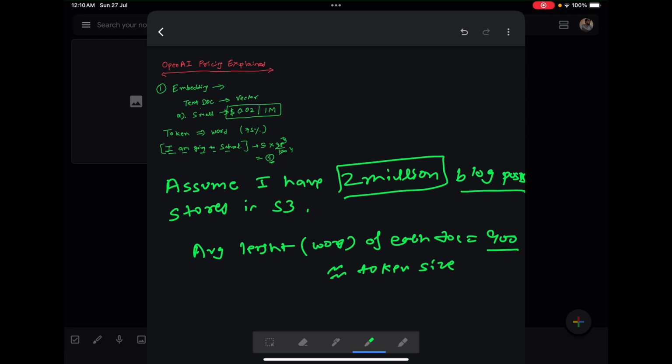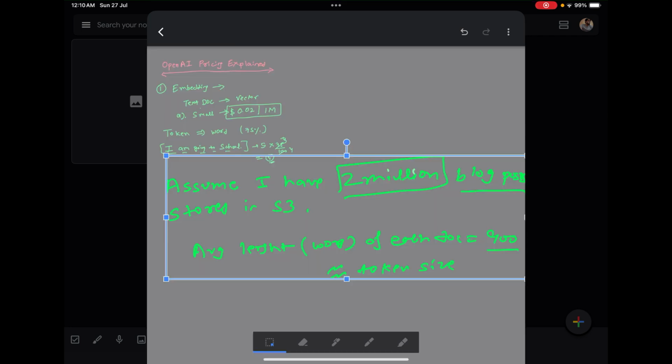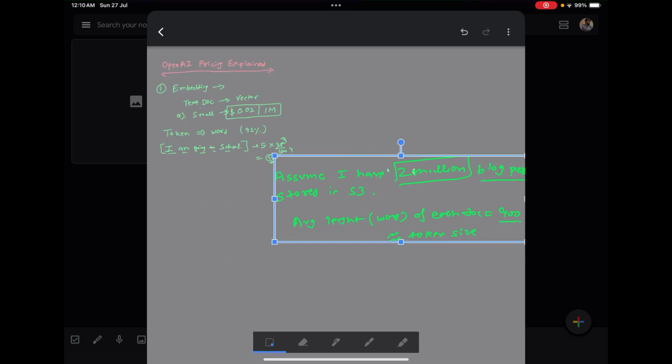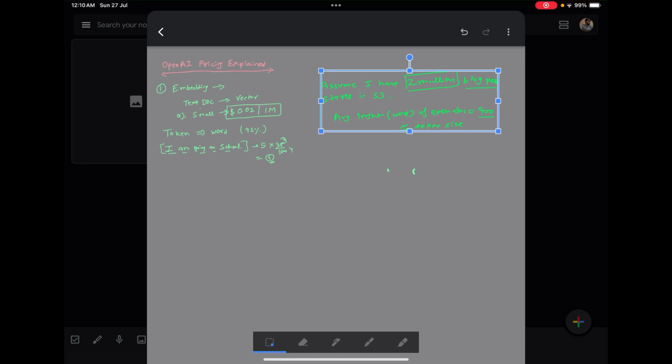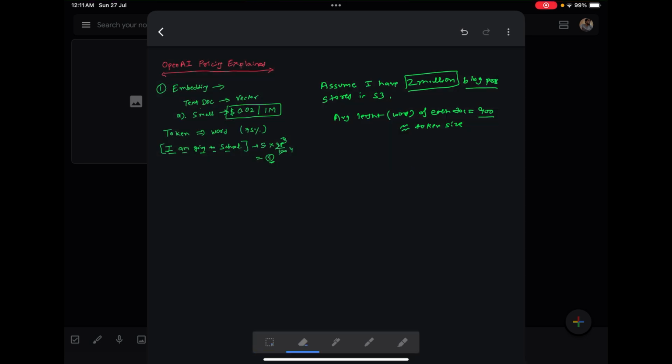Now obviously not each of the blog posts would have exactly 900. Some would have more than 900, some would have less, but for the sake of understanding, taking the average, we are assuming it to be 900. Okay, so the next thing that we need to do is write down the cost like this. So let me do one thing, most probably this, and I will put it here. And I'll just erase this.